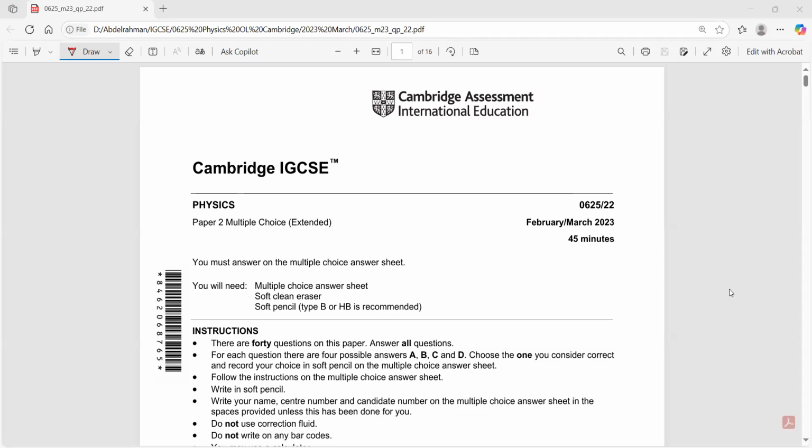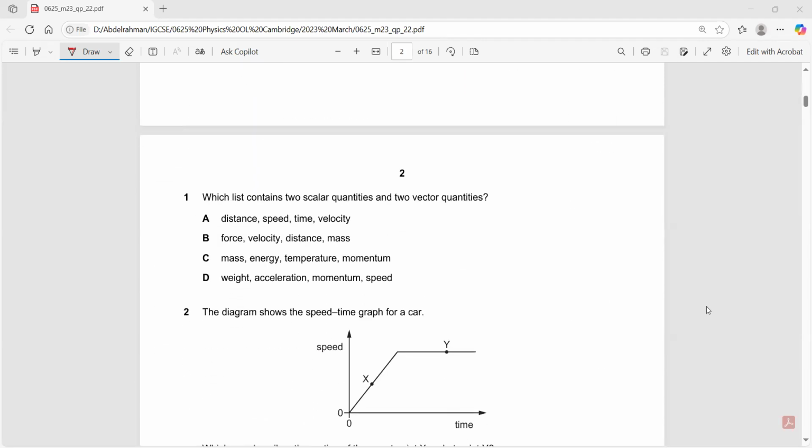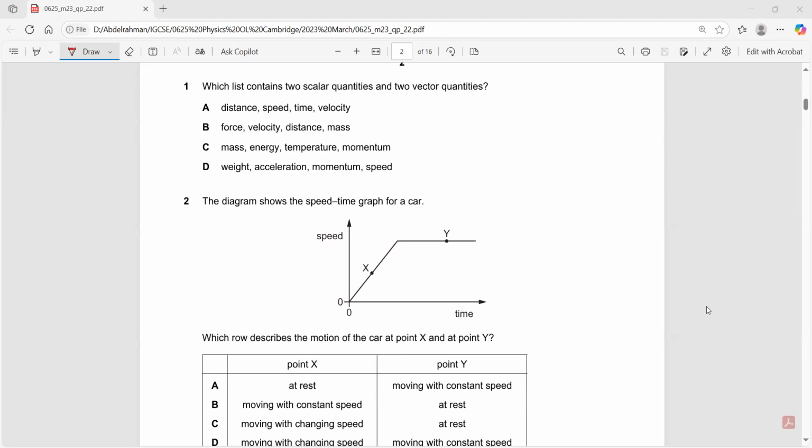March 23, paper 2, variant 2. Which list contains two scalar quantities and two vector quantities?